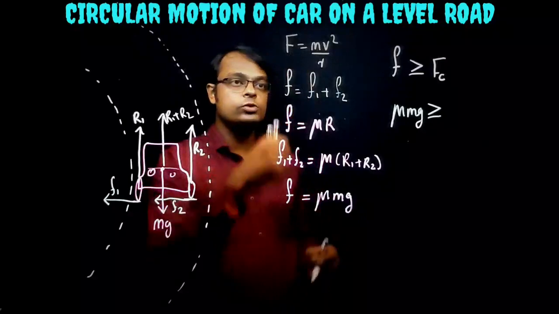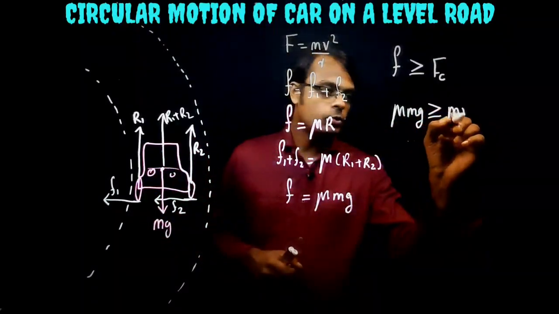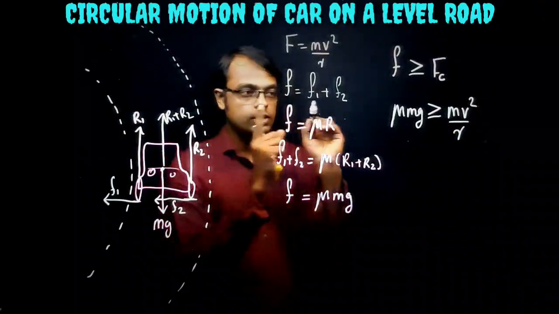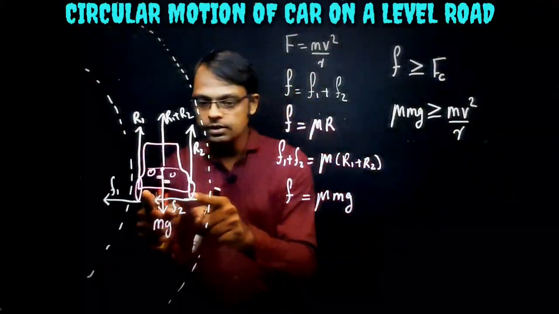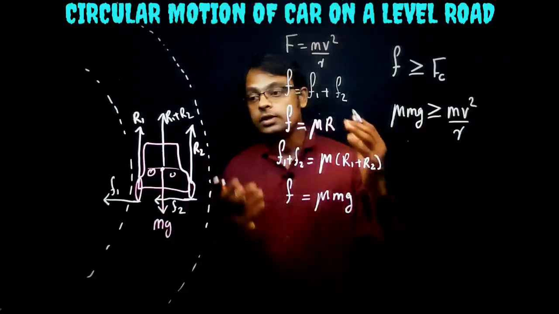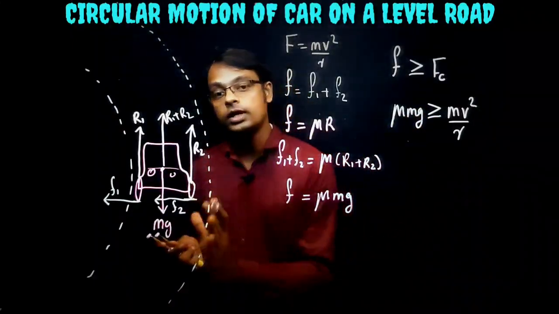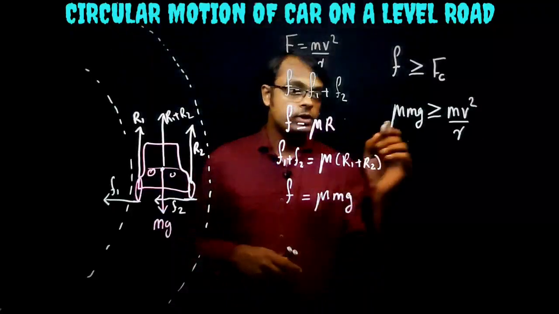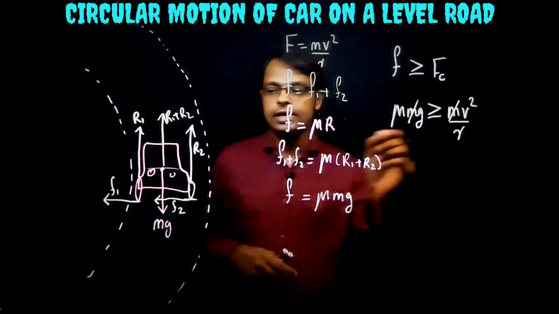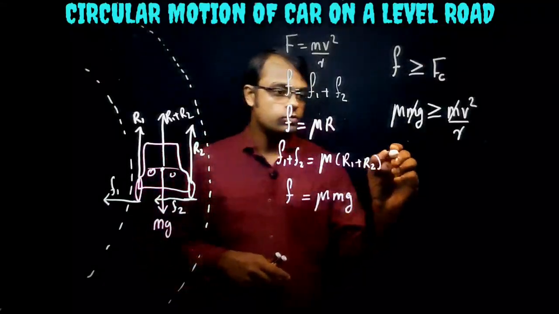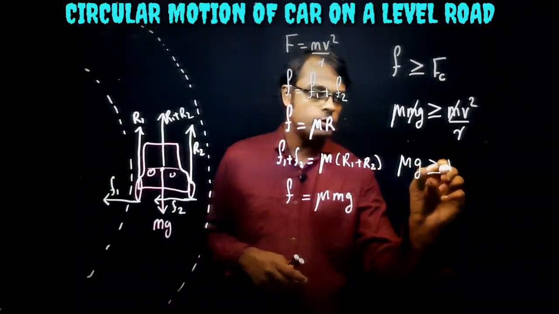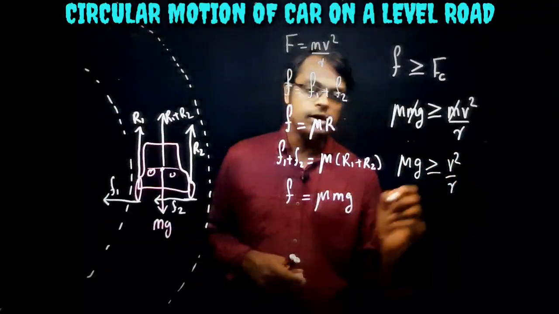So what is the centripetal force formula? Here we can write mv square divided by r. So the frictional force in between these tires and the road must be greater than or equal to the necessary centripetal force for negotiating this curve. So here mu mg is equal to mv square by r. Here mass of the car is m, that cancels. So we can write here mu g must be greater than or equal to v square divided by r.